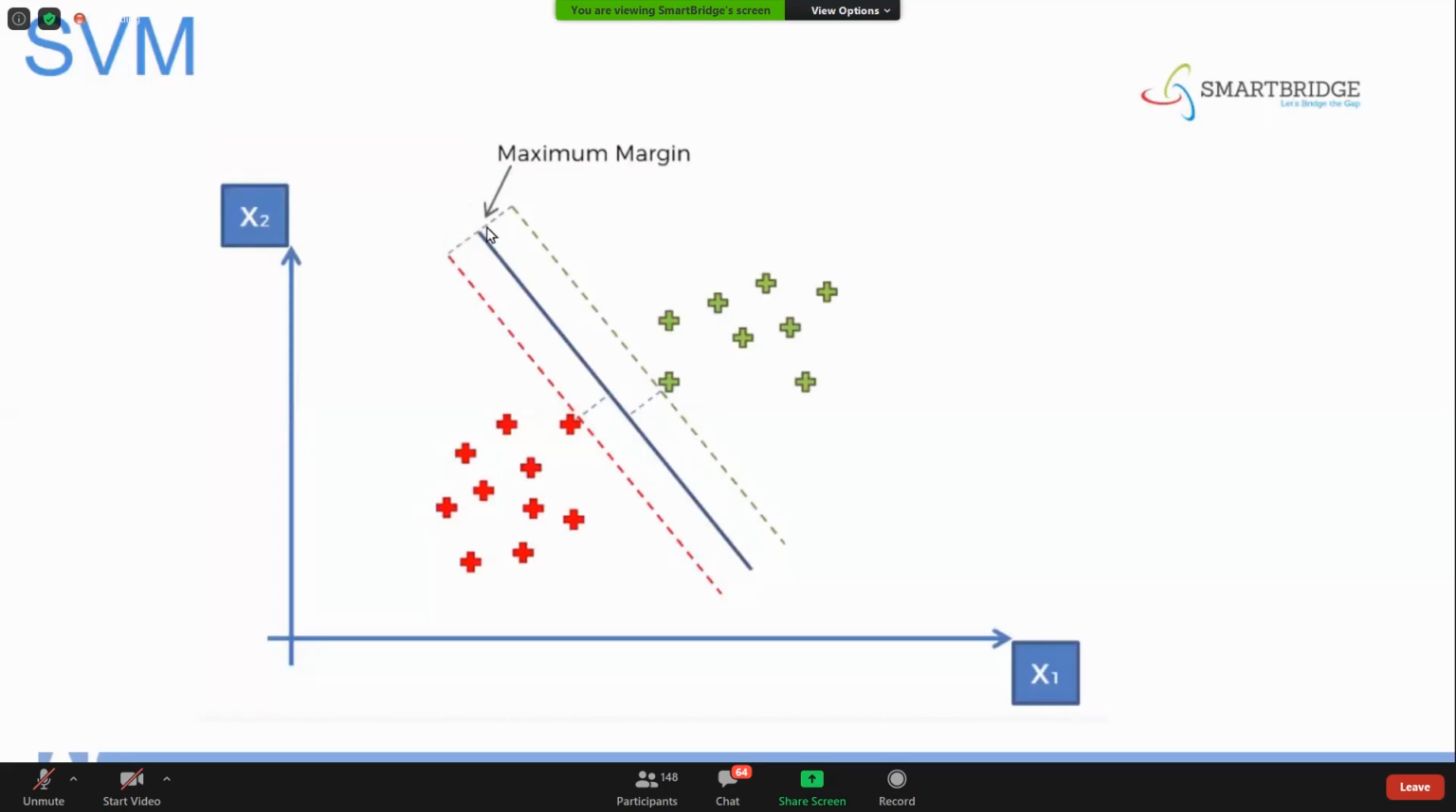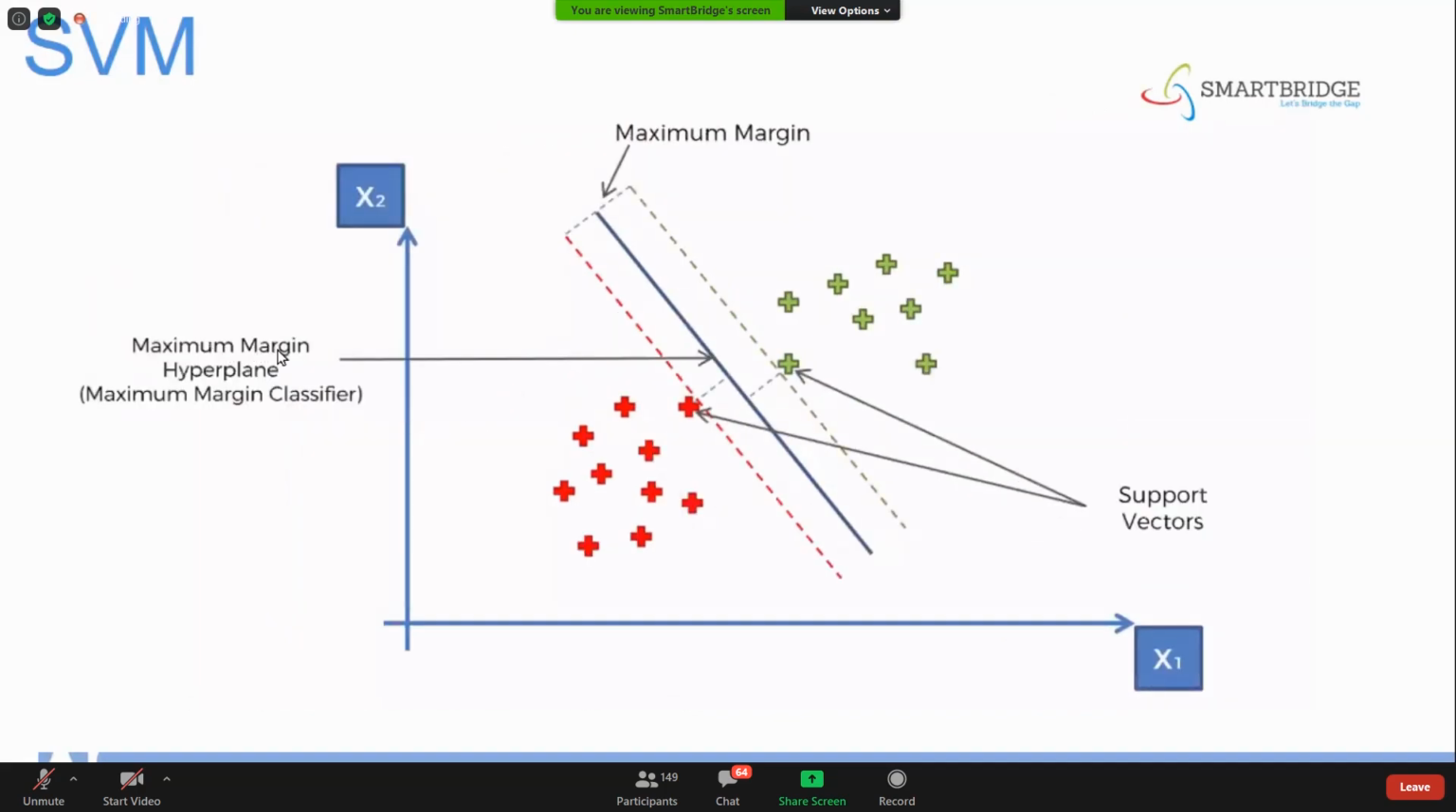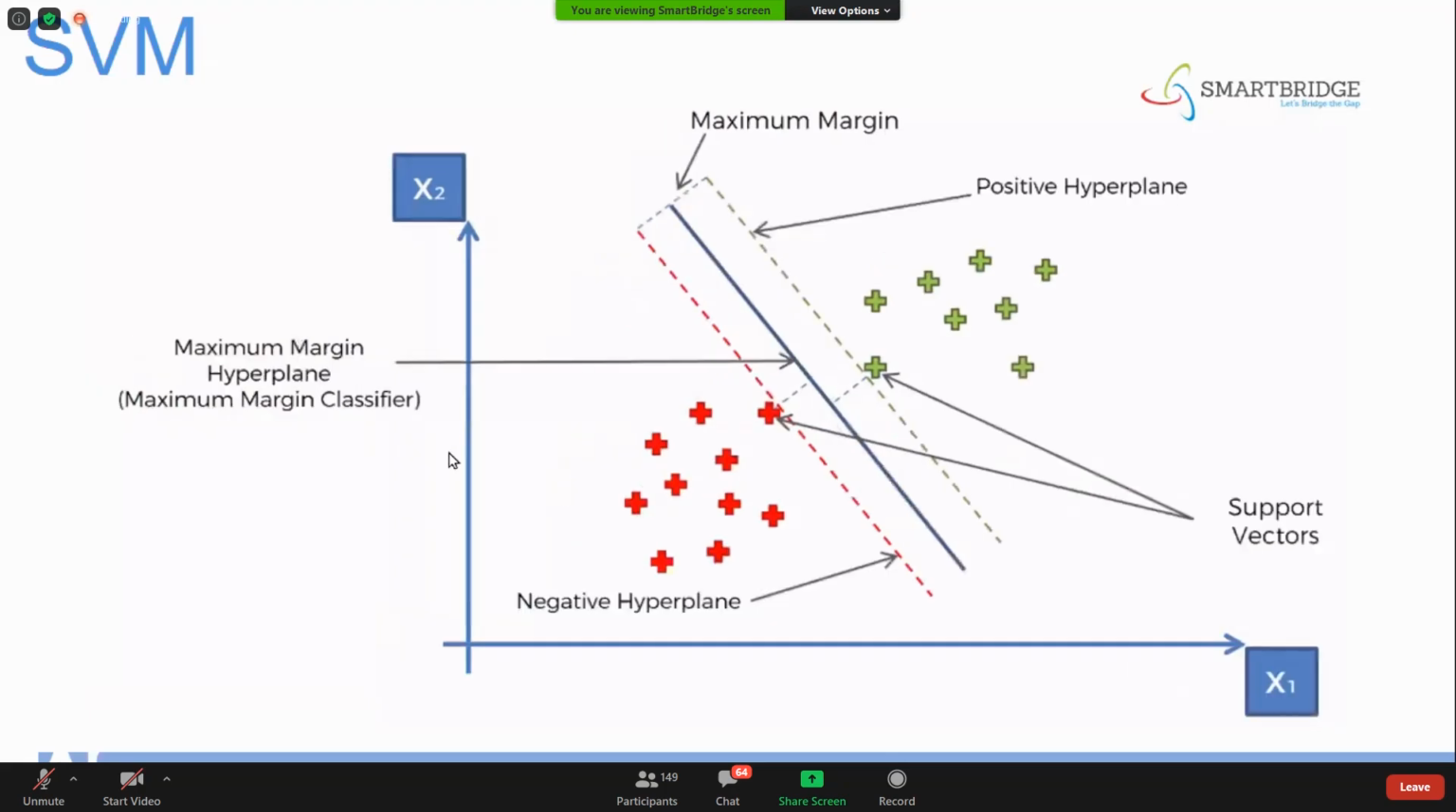So the whole thing is considered as maximum margin. I already told you these 2 points are considered as support vectors. So here is the maximum margin hyperplane. This is the negative hyperplane. This is the positive hyperplane. If any point lies in this range, then you consider that as orange. And of course, here also you can consider it as orange. Why you are considering these support vectors, I'll tell you now.